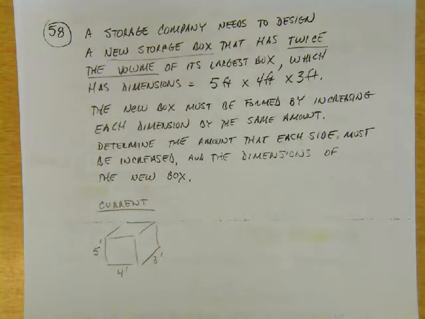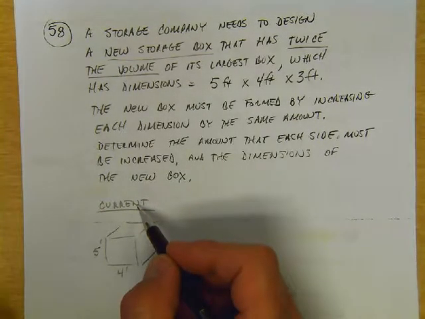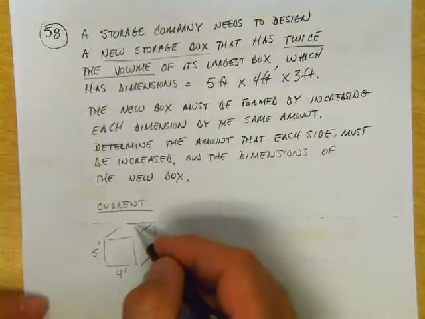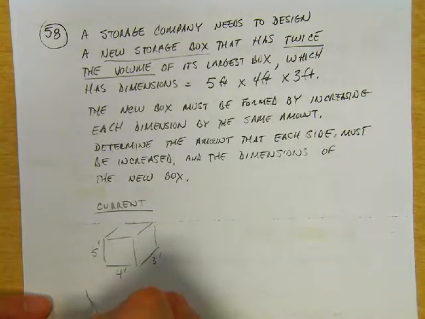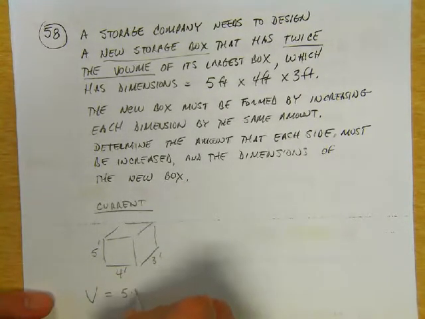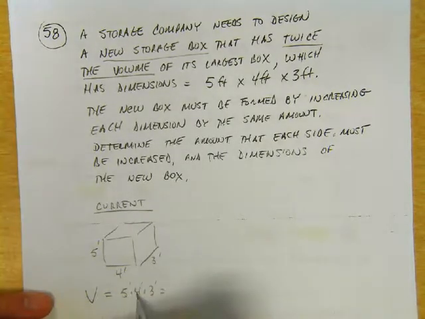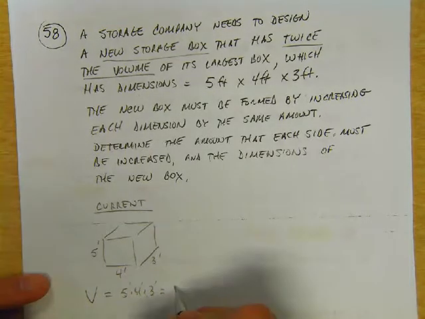Alright, so we have the current box is 5 by 4 by 3. Could you calculate the volume of that current box? Okay, well, it would be 5 times 4 times 3, feet. 5 times 4 is 20, times 3 is 60 feet cubed.